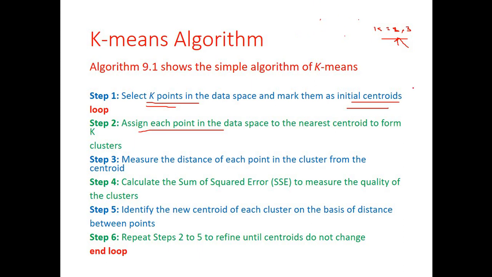Each point will be assigned to one of the centroids based on the distance calculated using the Euclidean distance formula. Then after assigning the points to one of the centroids, we need to calculate the sum of the squared error to measure the quality of the clusters. After calculating this sum of the squared errors, we need to identify the new centroid of each cluster based on the distance between the points. This process is repeated until the centroids do not change.